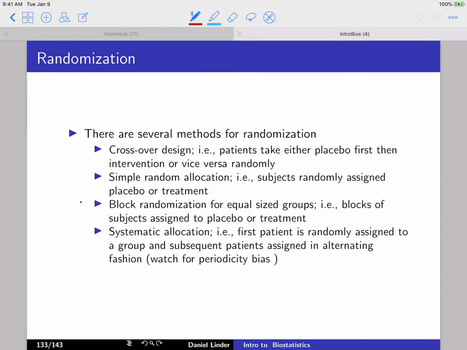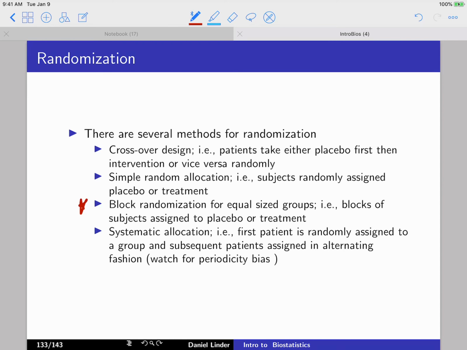On the other hand, this block randomization guarantees that you have an equal number of subjects assigned to a placebo and the treatment group. Okay, so you essentially would do the randomization, for instance, by pairs if you had two groups.